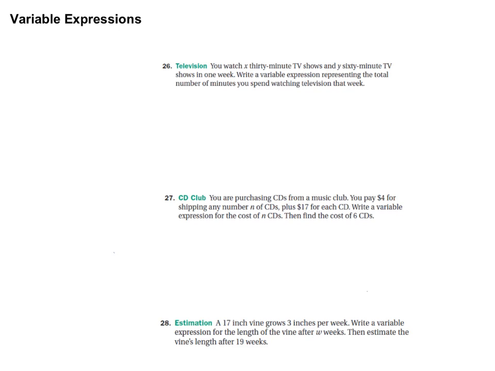However, we haven't been told it's 3 30-minute shows. We've been told it's X 30-minute shows. So we'll multiply 30 times X. We haven't been told it's 5 60-minute TV shows. We've been told it's Y 60-minute TV shows. So it'll be 60 times Y, and we'll add the 2 together to get our total.